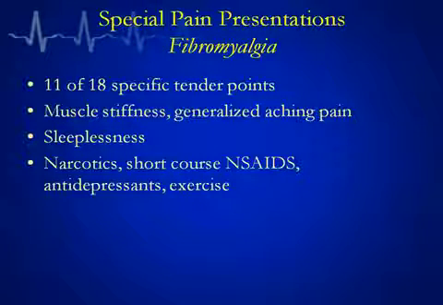Fibromyalgia. Classic fibromyalgia, you're looking for trigger points. I'm not sure I've poked around enough patients to make a diagnosis of fibromyalgia in my life. Not even sure it really exists, but anyway, 11 of 18 specific tender points is what you're looking for. They get muscle stiffness, generalized aching. Classically, they describe sleeplessness also. These patients really do well with the antidepressants. Exercise is real important with them. You need to keep them mobile. And I think this goes along for any patient who suffers from chronic pain. They need to be exercising. They need to be stretching those muscles. Short course NSAIDs work, and narcotics can also work in this setting.